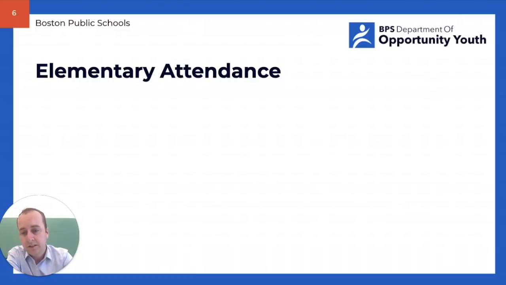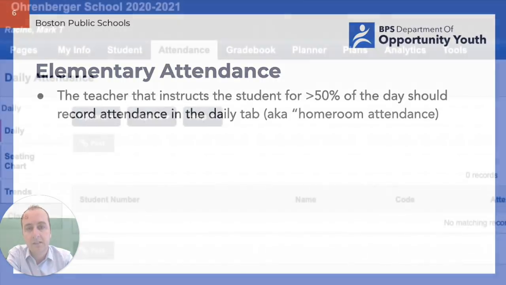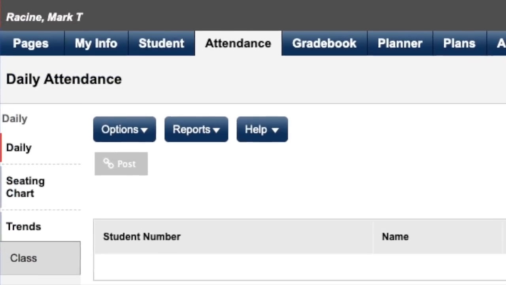Now, let's go into detail on elementary. If you're a secondary or a high school teacher, you don't really follow the typical elementary kind of standalone homeroom. You can just skip forward to the next couple of minutes. I won't mind. Now, the rule of a student has to attend school or attend instruction for more than 50% of the day really is going to be up to the homeroom teacher to determine, because that's the teacher that is with the student for more than 50% of the day. So if you are a homeroom teacher and you are responsible for more than 50% of the instruction, you're going to be taking attendance in the daily attendance tab, otherwise known as homeroom attendance.